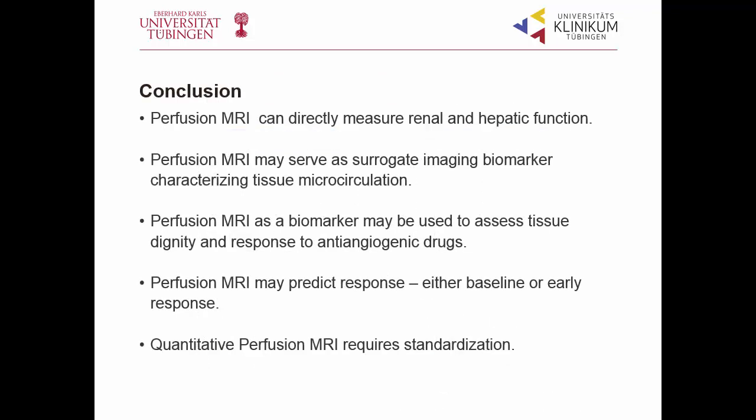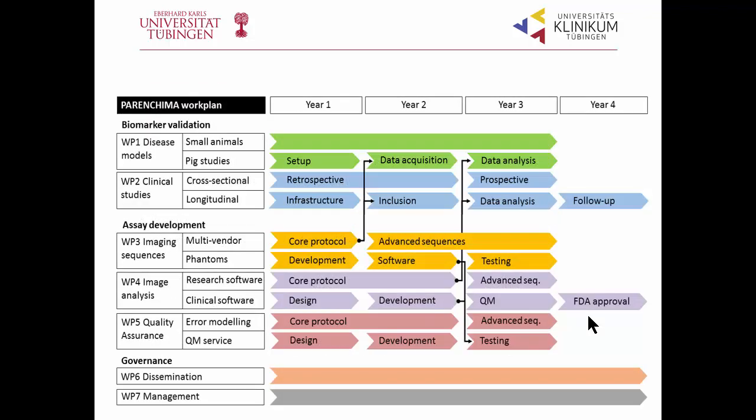So in conclusion, perfusion MR can be used to directly measure renal and hepatic function. It might serve as a surrogate imaging biomarker for characterizing tissue microcirculation. We can use it to assess tissue integrity and response towards anti-angiogenic drugs. And perfusion MR may predict response, either baseline or early response, but we first have to assess this in bigger studies, and we need standardization of quantitative perfusion MR, specifically DCE MR, because it's difficult to compare results of different studies, and this is a method how to do it.